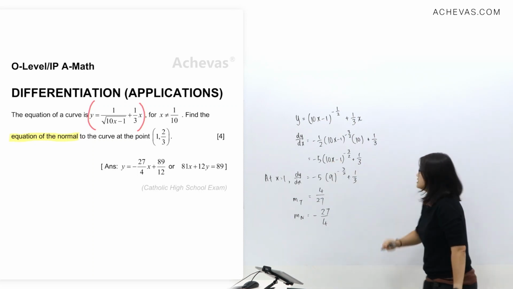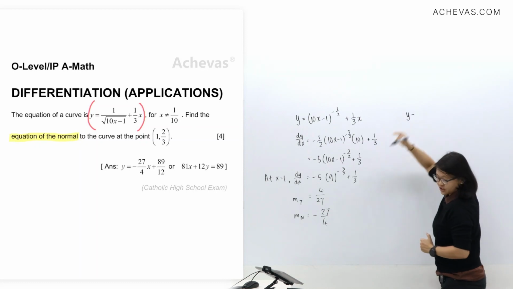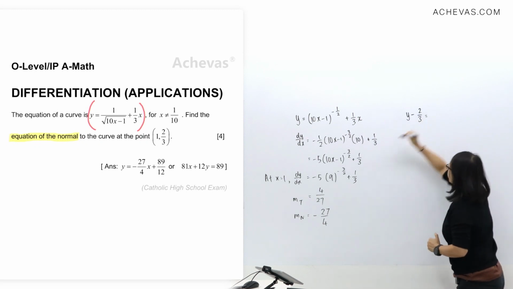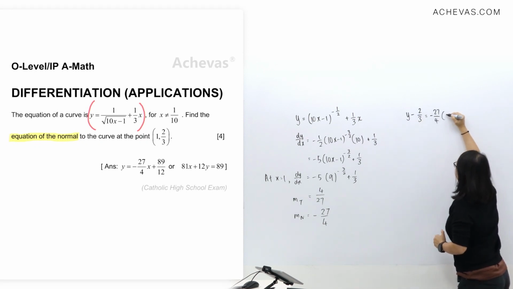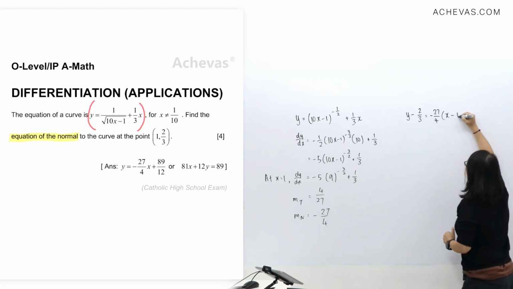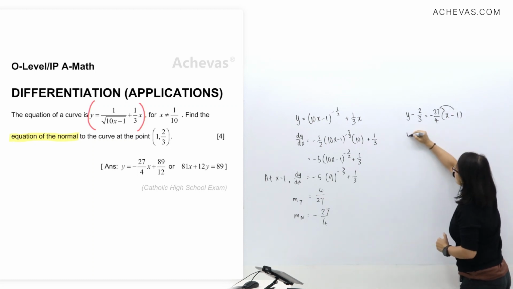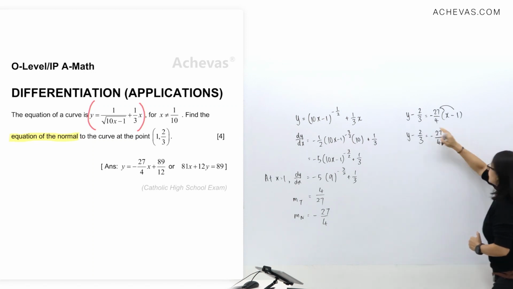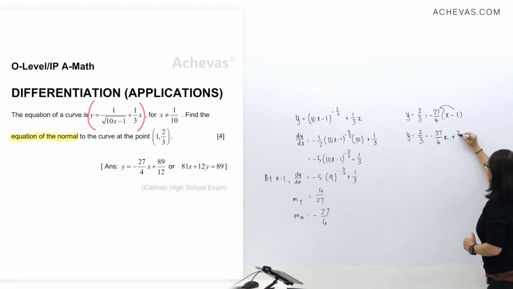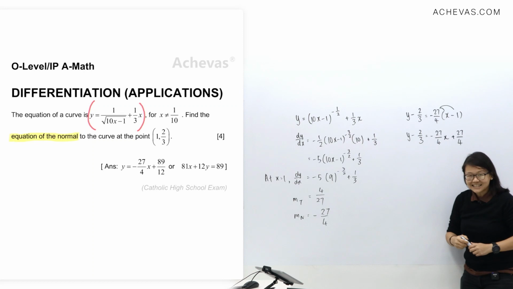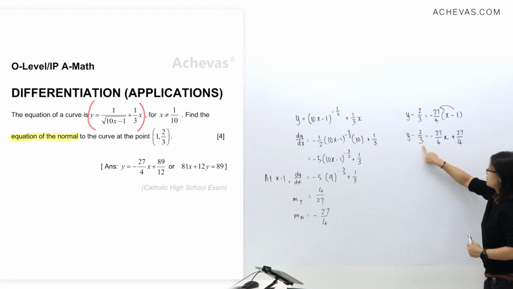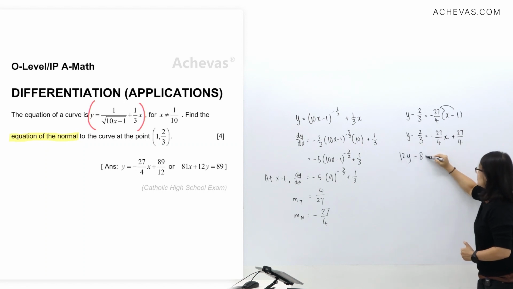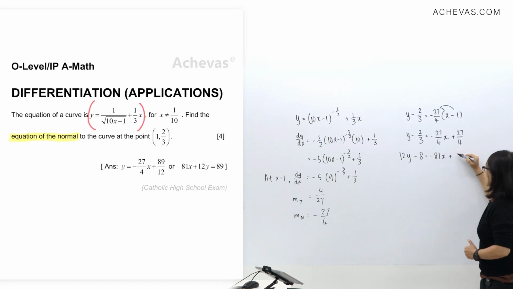Let's form the equation. So we have y minus the y coordinate, which is 2 over 3, equals the gradient, negative 27 over 4, times (x minus the x coordinate, which is 1). Let me multiply this one in here. So I have y minus 2 over 3 equals negative 27 over 4 x. Negative times negative is going to give me positive 27 over 4. Now, next step here, we're going to multiply each term by 12. That will lead me to 12y minus 8 equals negative 81x plus 81.